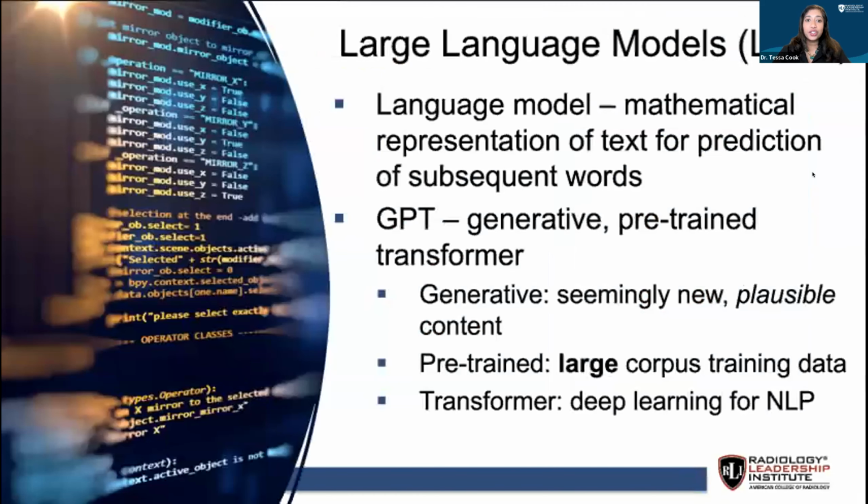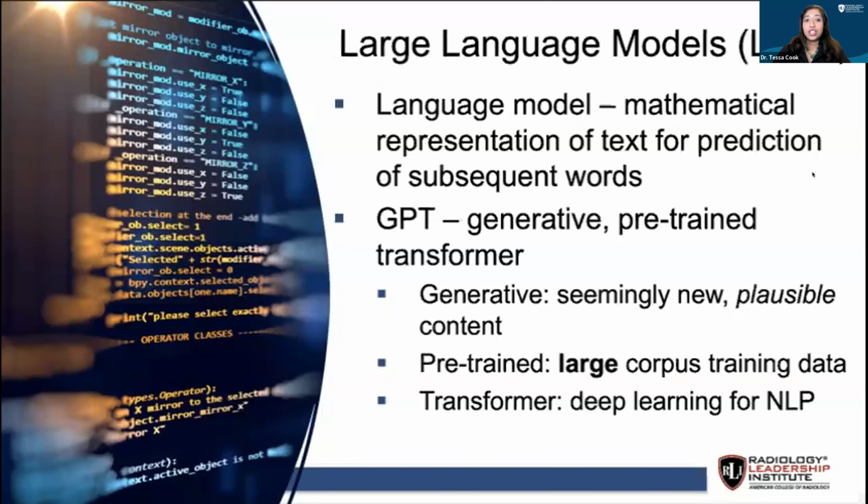So I'm sure you've heard the term LLMs being thrown around. You've heard about ChatGPT, but what is a large language model exactly? Well, let's split up the pieces here. A language model, to start with, is a mathematical representation of text for prediction of subsequent words. Essentially, what it can do is look at the words that have come so far in a sentence or a piece of text and predict the most likely next word in the sentence or the phrase. We've heard about GPT, ChatGPT, GPT-4.